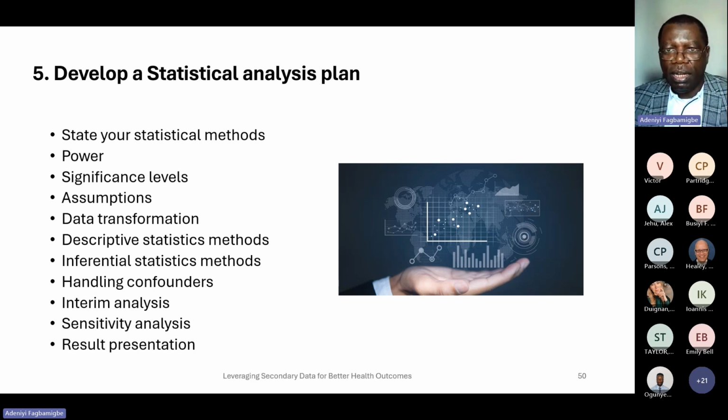You need to sit down and visualize the unseen by stating your statistical methods, which power, which sample size, significance level, assumption. Do you want to transform your data? Are you going to describe the data? Which inferential methods are you going to use? If you have confounders, how are you going to handle it? Are you going to do interim analysis? What about the final analysis? Will you need stratified analysis or sensitivity analysis? And how do you present your results? All these things, you need to document it so that it will be like a Bible, in quotes, which you have to follow in the course of the analysis.